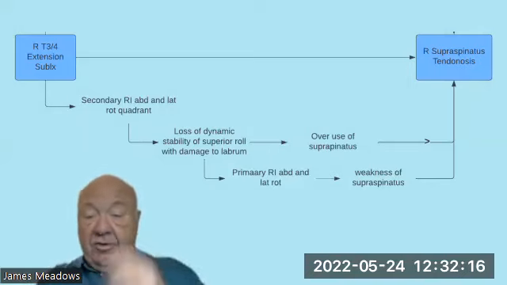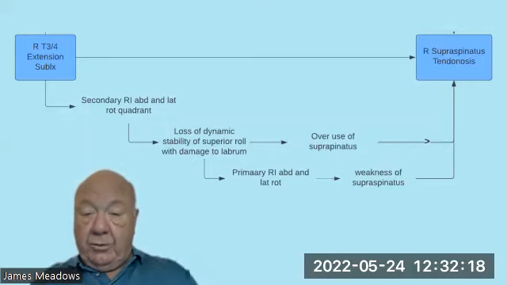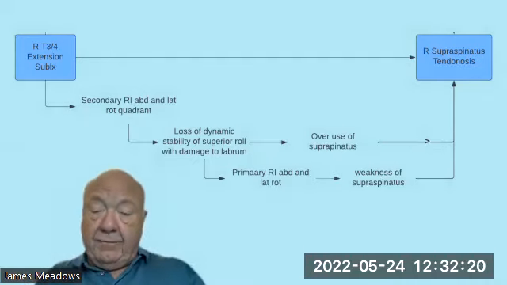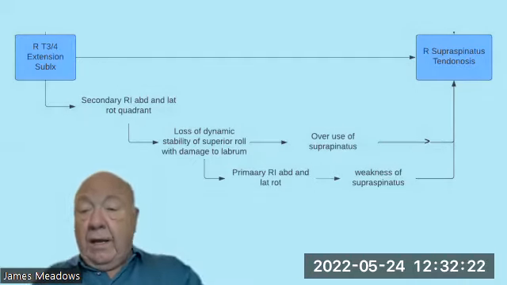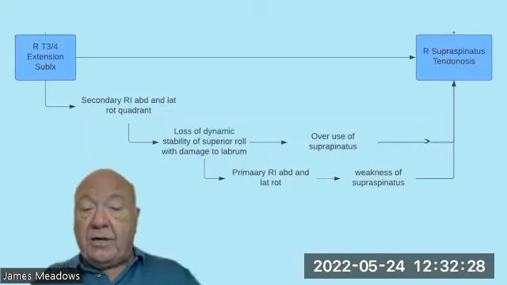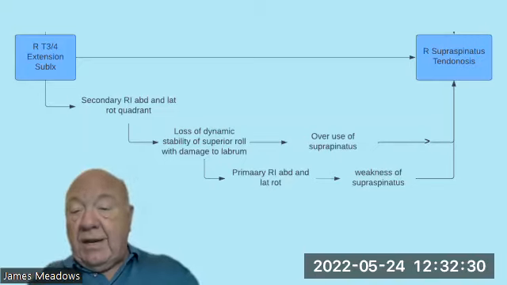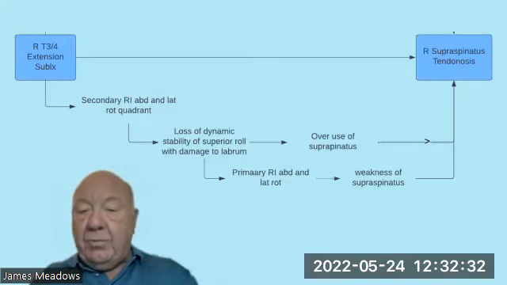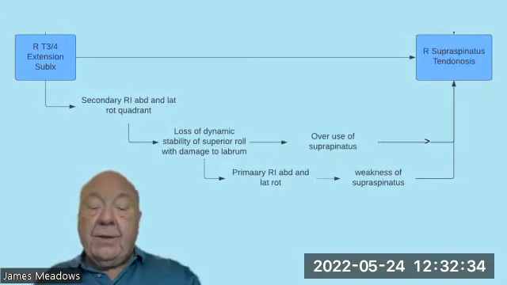So if the labrum is torn and you have an instability of the shoulder, the rotator cuff may become overused, and that will lead to a tendinosis. Or it can lead to, because of the damage to the labrum, secondary reflex inhibition of abduction, lateral rotation, and then again, direct weakness from that of the supraspinatus.